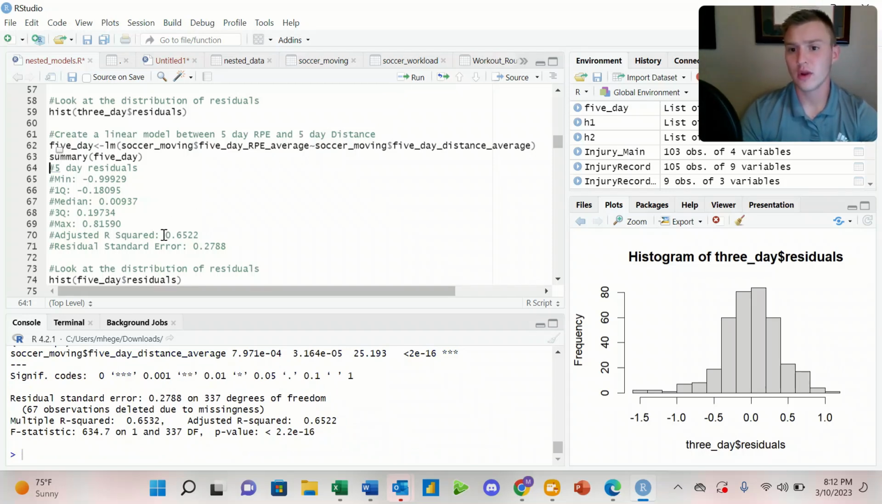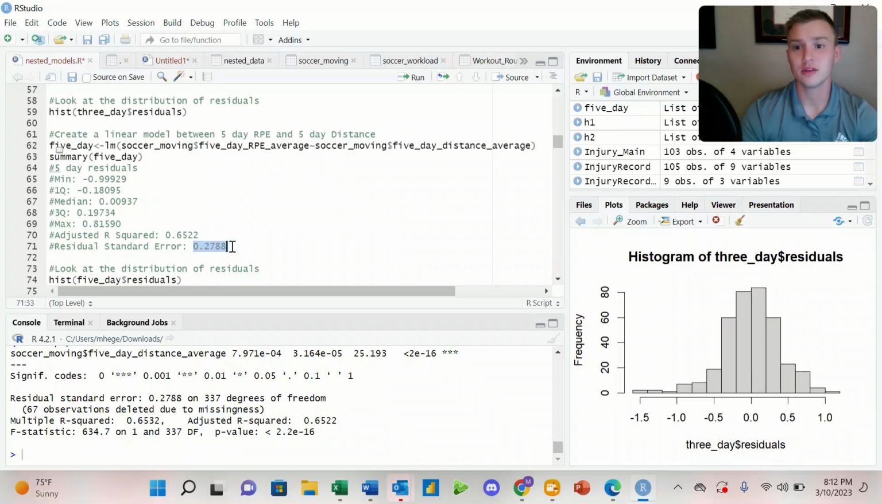Our adjusted R-square actually goes down on our 5-day RPE and 5-day distance average. So it was 0.67, now it's dropped down slightly to 0.65. It's still a strong correlation, but it is interesting to note. Although our R-squared has gone down, our residual standard error has continued to drop.